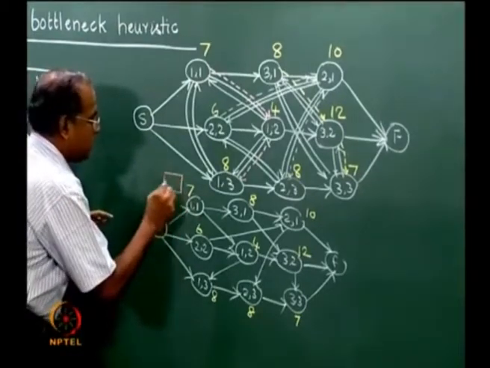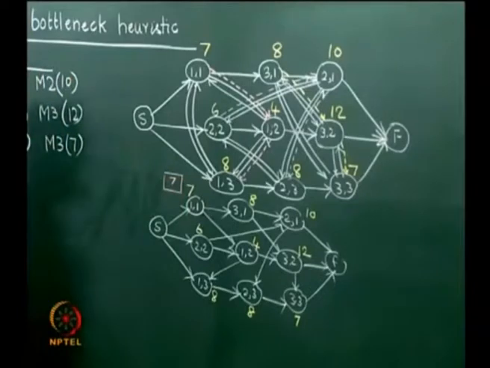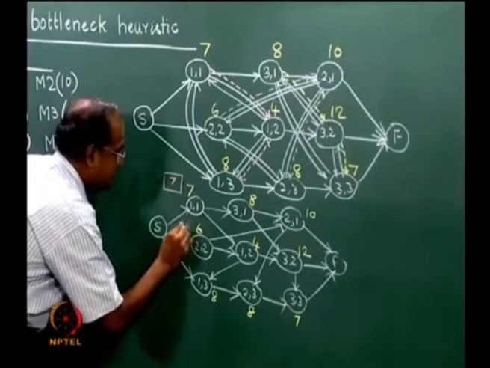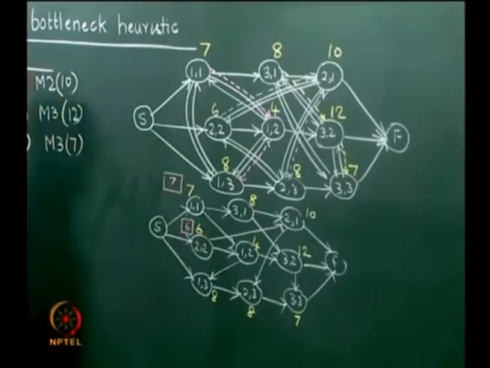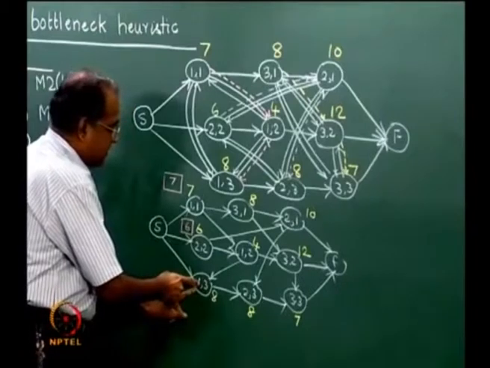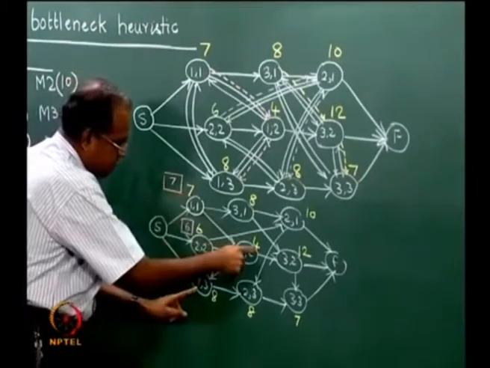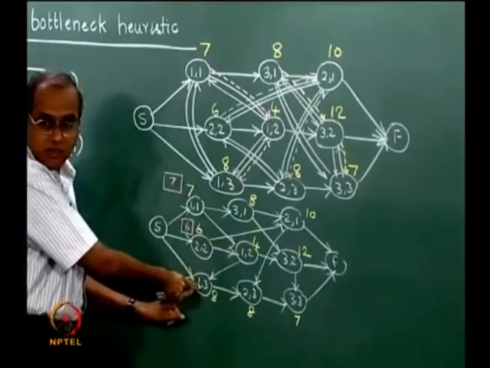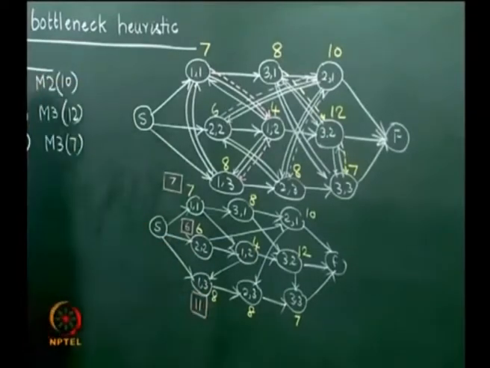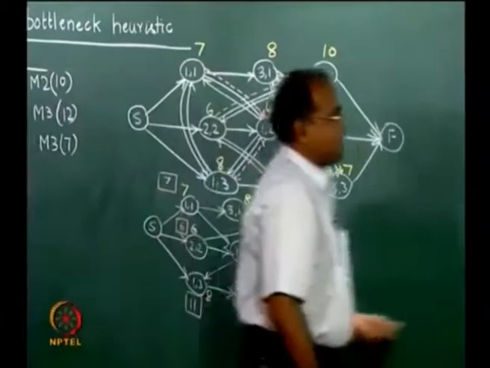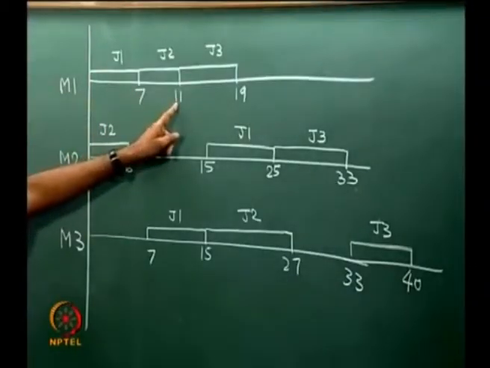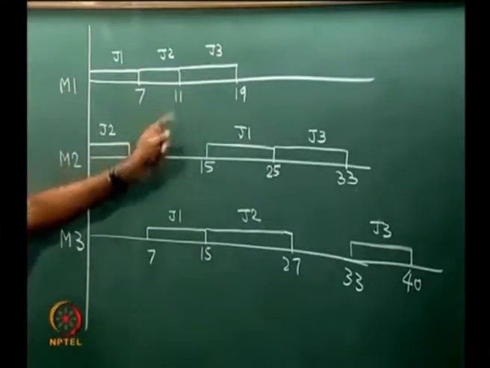So, this node the value is 7. Now, this node the value is 6. Now, the longest path to reach this node is 7 plus 4 and then you come down here. So, the value is 11. And if we see very carefully, these are exactly the values of 7 and 11 which represent the start times.